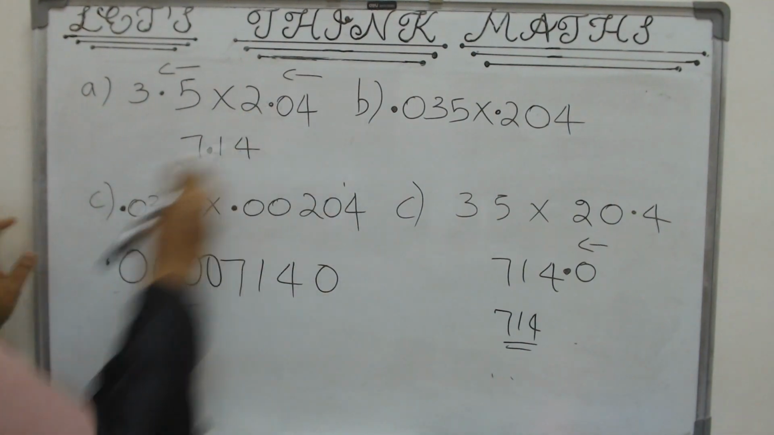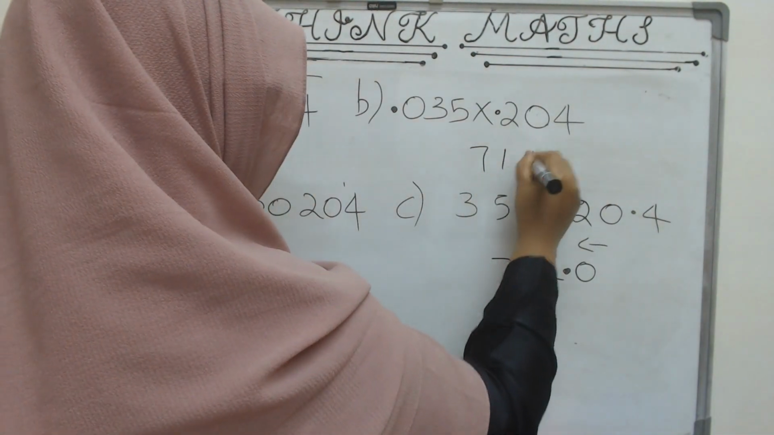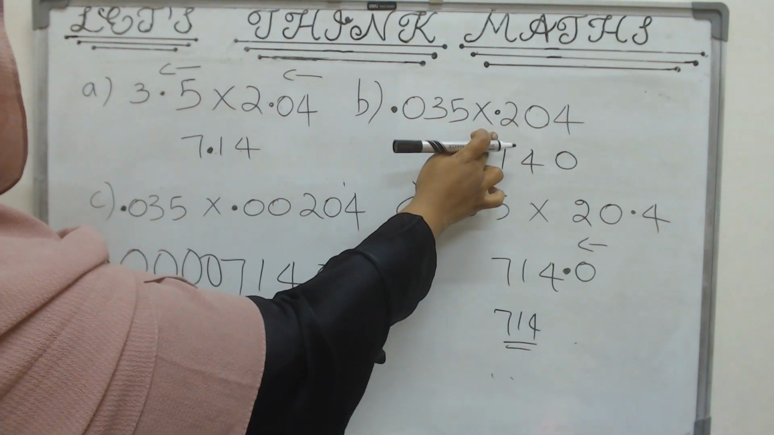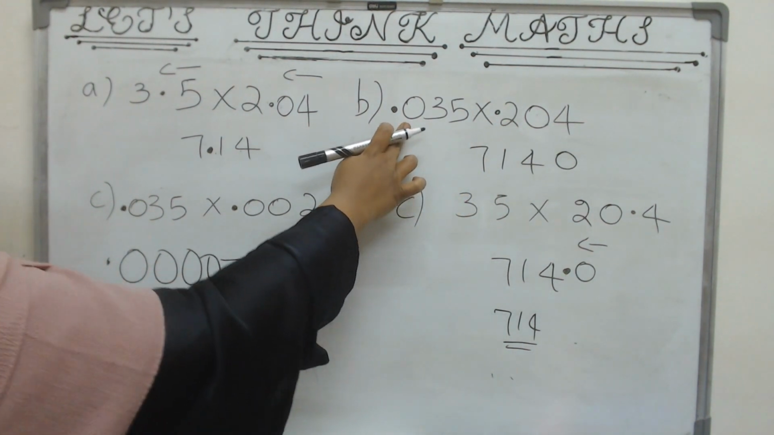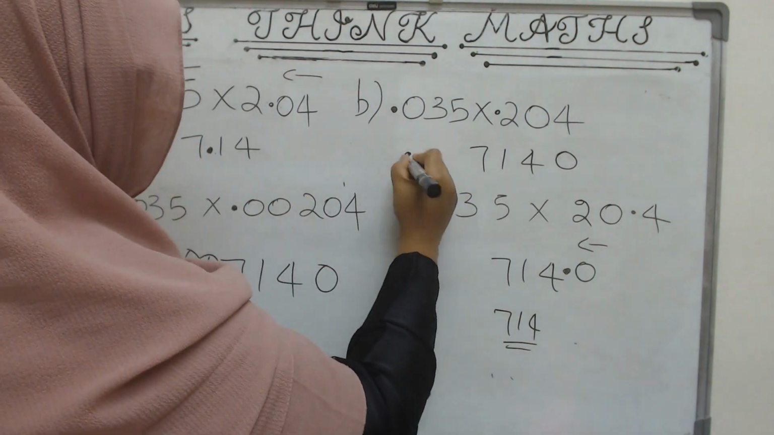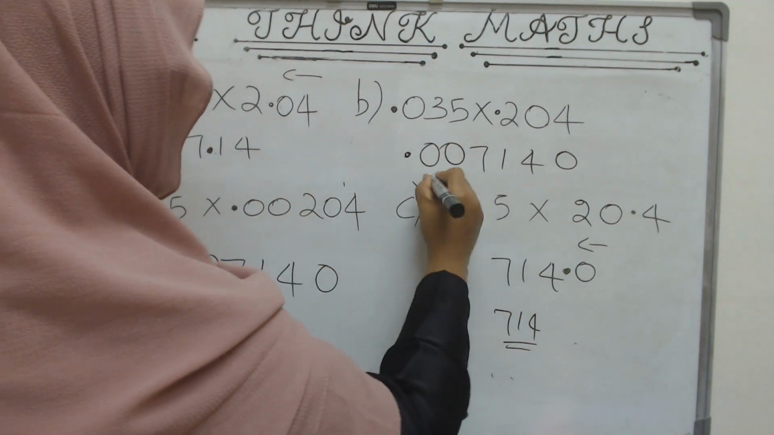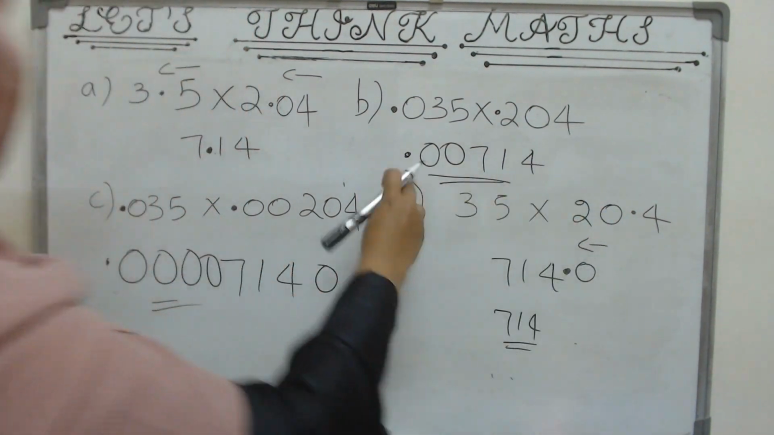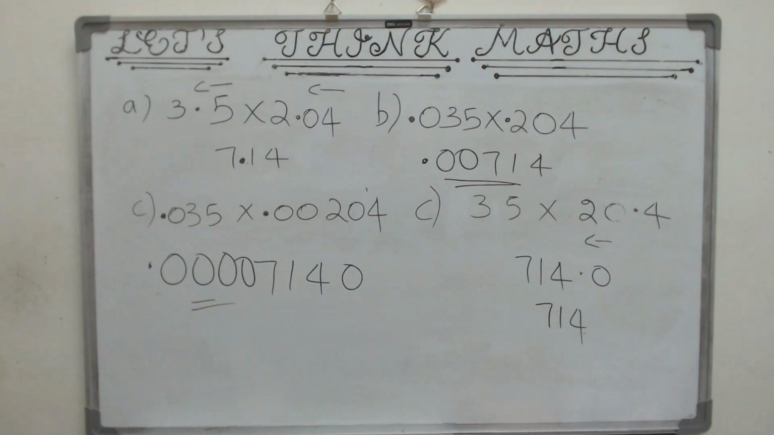Now what about the last one? Again, here 3 digits in the decimal place, 3 digits in the decimal place, together 6 digits. There must be 6 digits in the answer, but we have only 4 digits. We need 2 more digits. There. This is your answer. You can remove the last 3 over here. So this is the answer.